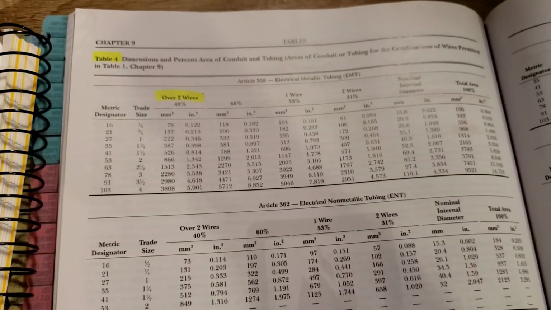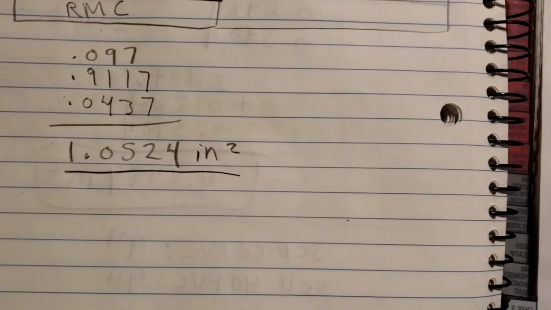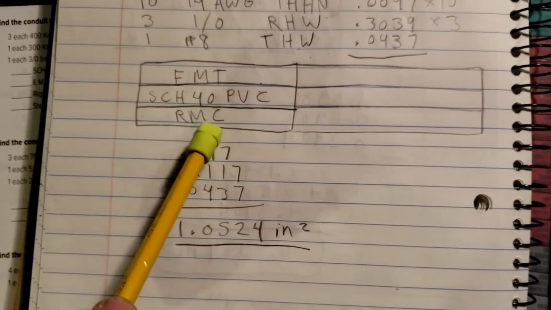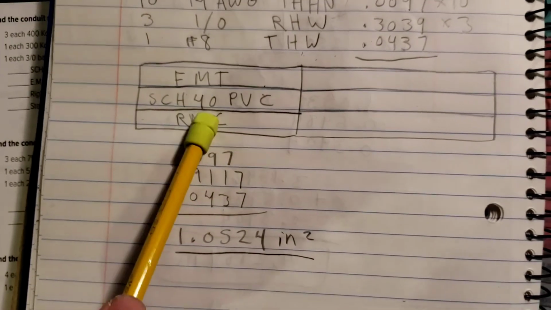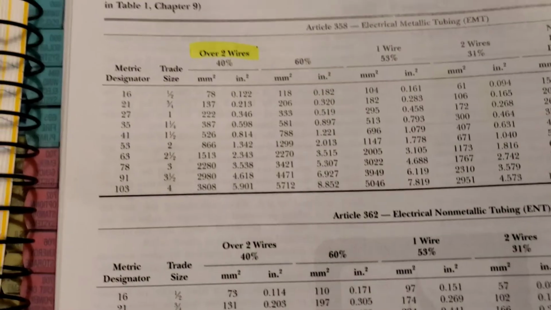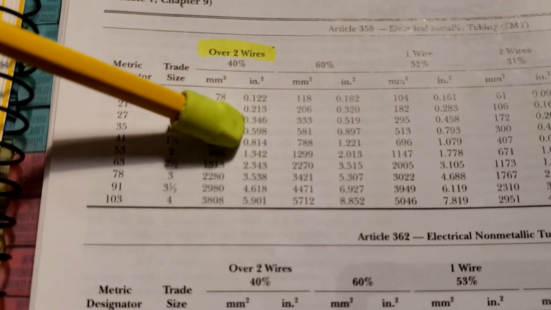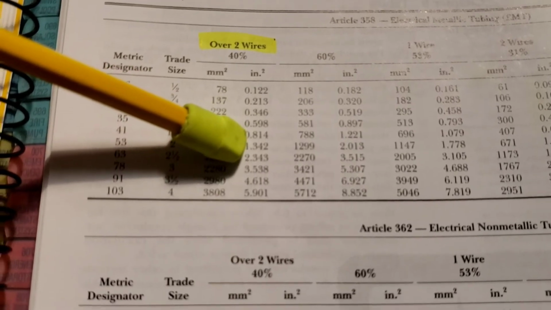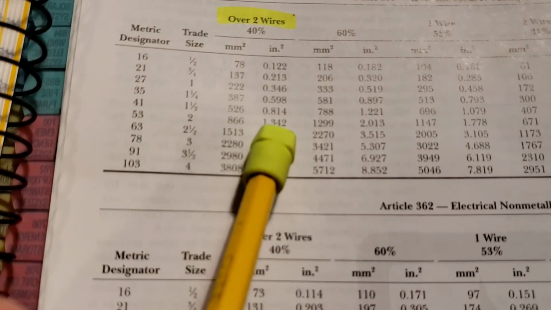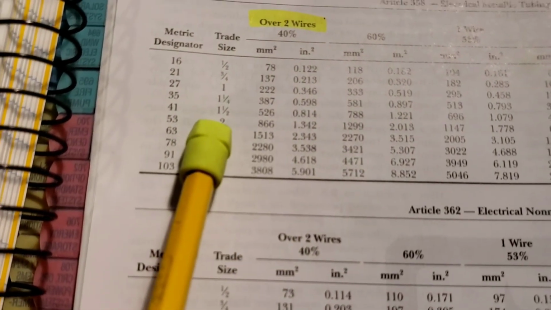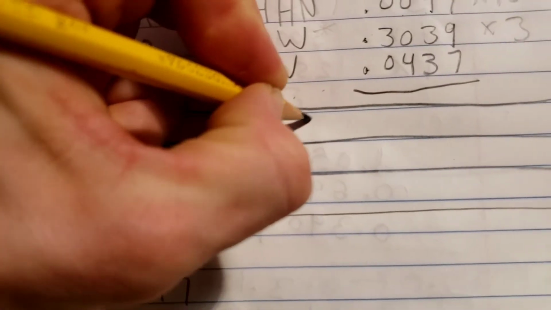So we do the same thing again. We go to Table 4. Okay, here we are in Table 4. And now we're just going to get this number of 1.0524. And we're going to find it in EMT, Schedule 40 PVC, and RMC. So here's EMT, and we got 0.8, and we got 1.3. So it's definitely 1.3, and we got our trade size of 2 inches.